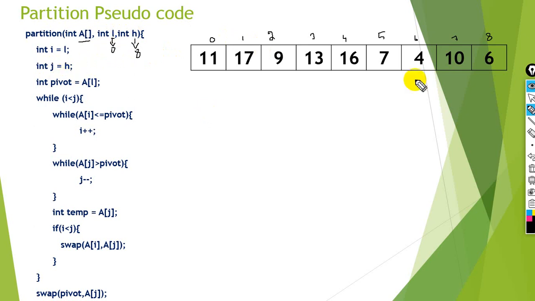H value we assign to j, and pivot is equal to A[L]. L is 0, so A[0] is the element. So I have assigned this value to pivot. Okay, next i is equal to what? So i is equal to L.